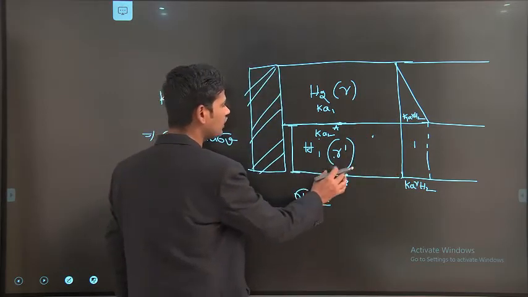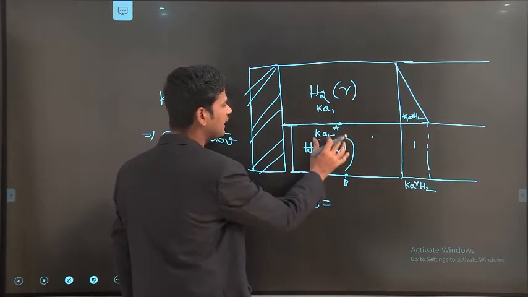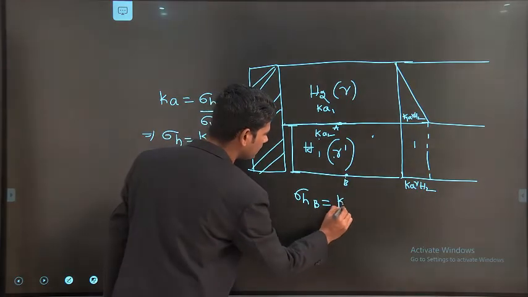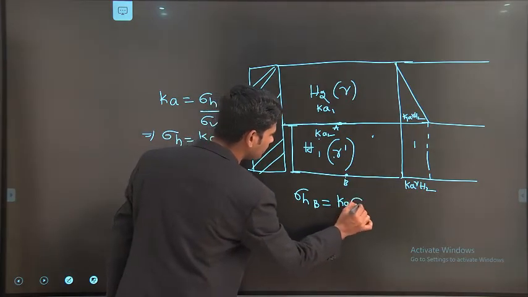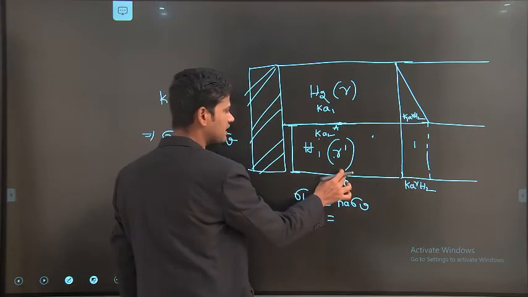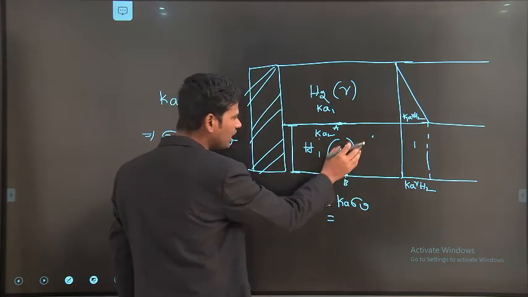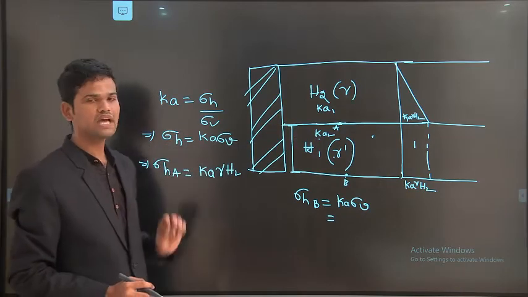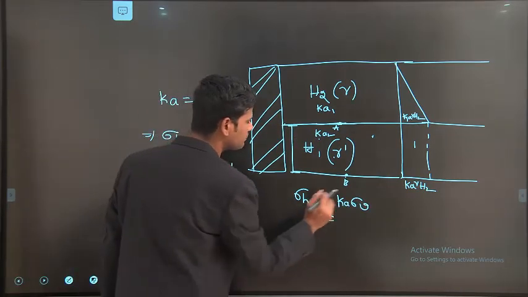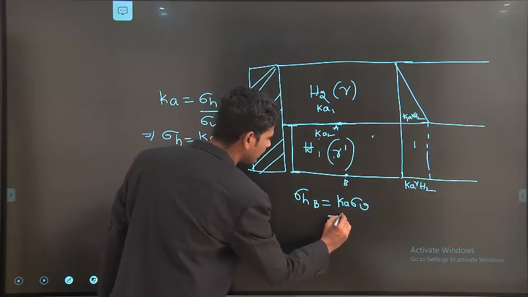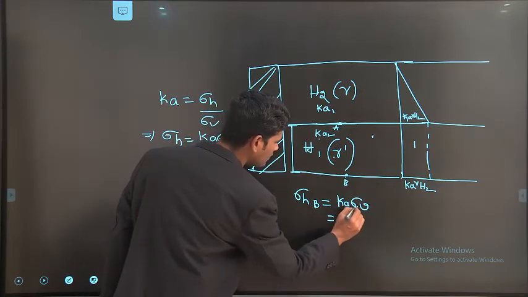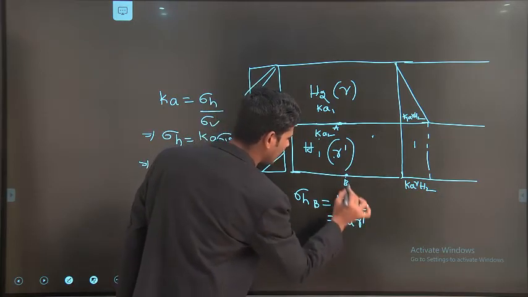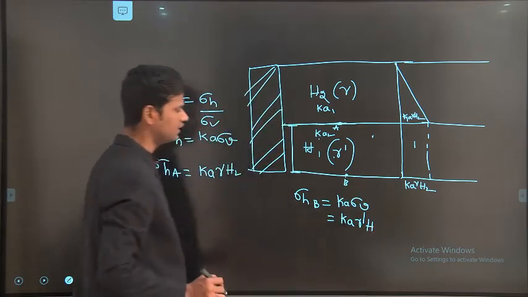Now what I am doing, I am considering only this particular layer. For this layer, again how is the pressure acting? The pressure is acting as Ka into sigma V. Again the horizontal pressure at this point B, only due to the second soil strata at a depth of H1, equals Ka into sigma V. Sigma H at B equals Ka into sigma V, where sigma V is gamma prime into Z, that is, gamma prime into H1.